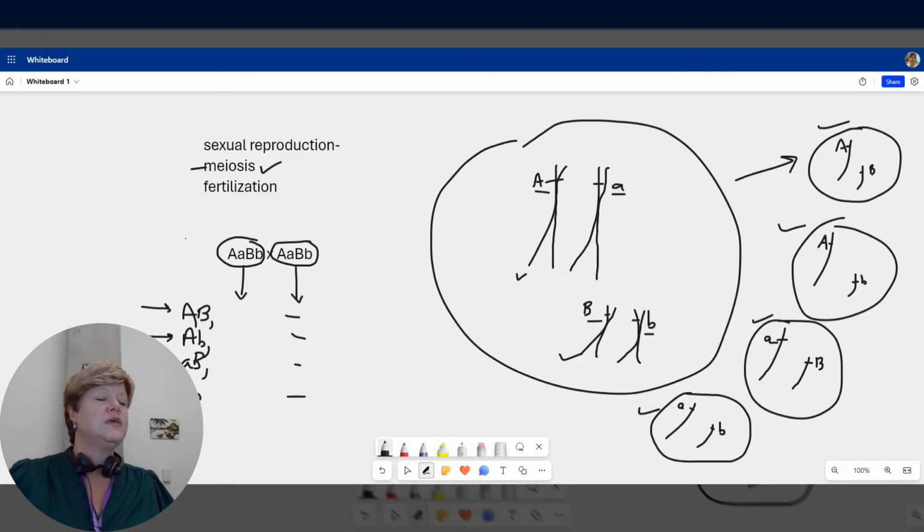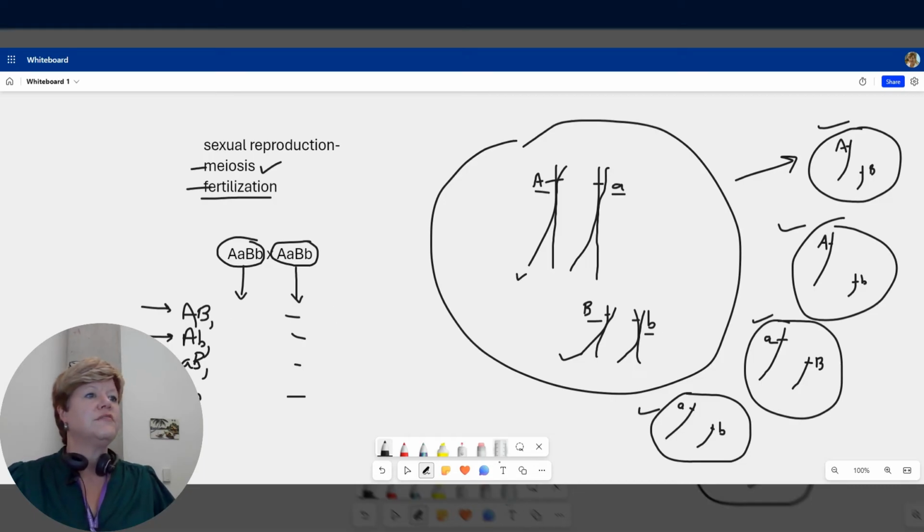Now, when a gamete that has a big A with a big B is able to then meet or fertilize with another gamete that has a big A and a big B, then when those two come together, we end up with a zygote, because fertilization makes zygotes. And the zygote has a big A, big B genotype.